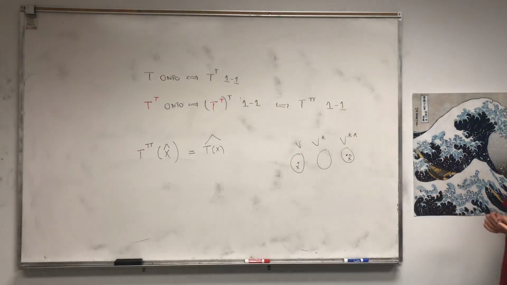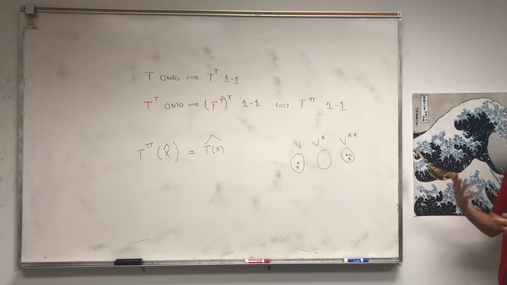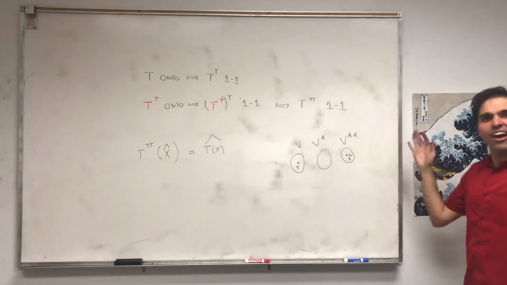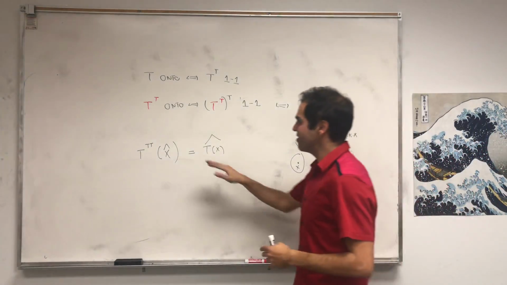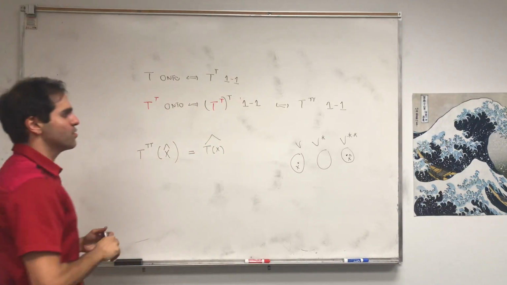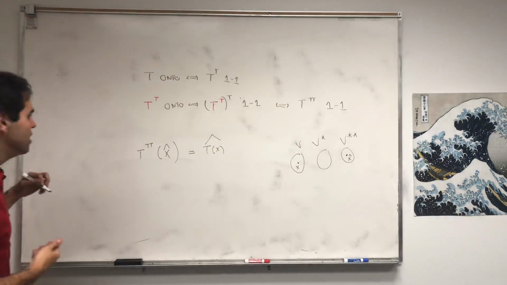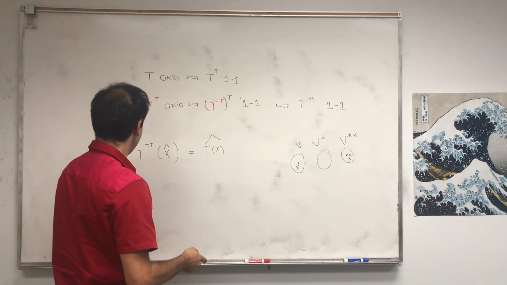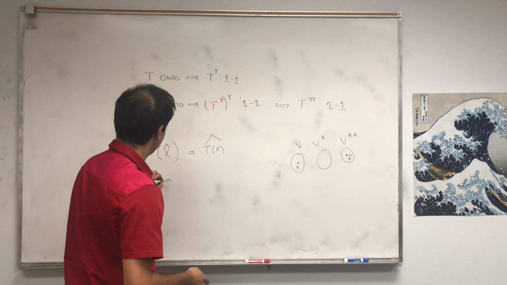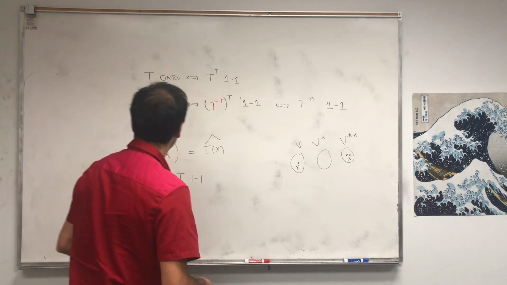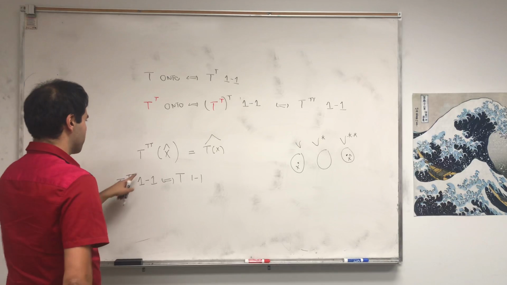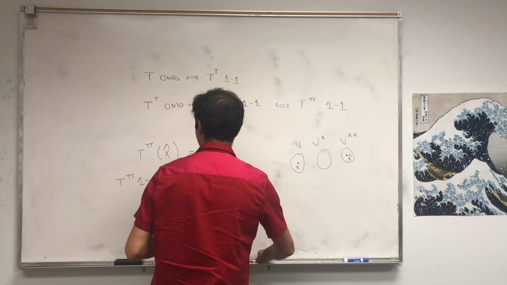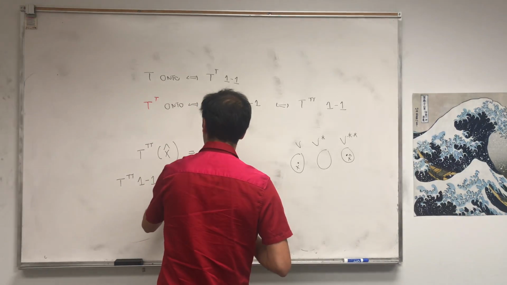But in particular, all those hat things, they're isomorphisms. So really, if you forget about the hats, it is true that T is 1-to-1. So, in fact, let's show this. Let's show T transpose transpose 1-to-1 if and only if T is 1-to-1. So in particular, let's show T transpose transpose not 1-to-1 if and only if T is not 1-to-1.